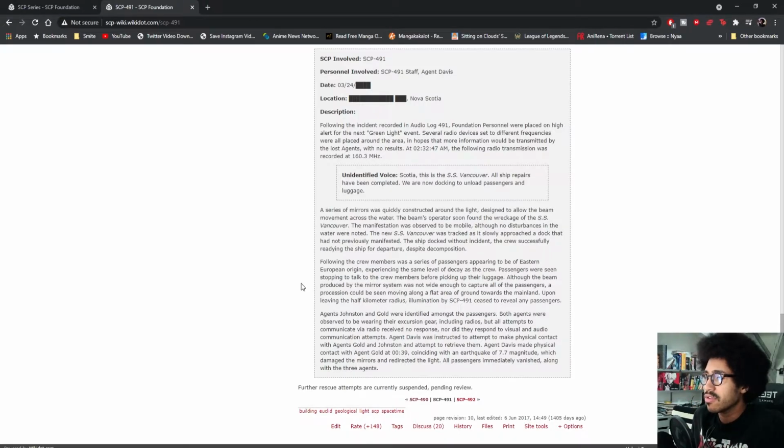Agent Johnston and Gold were identified amongst the passengers. Both agents were observed to be wearing the excursion gear, including radios, but all attempts to communicate via radio received no response.